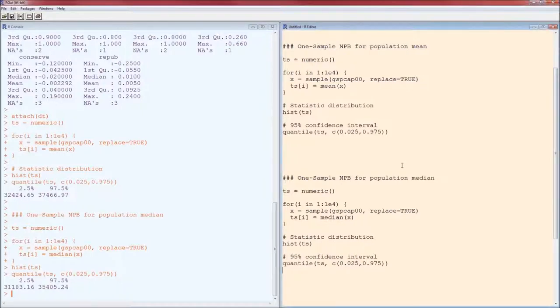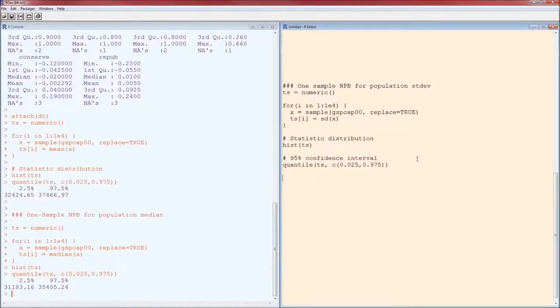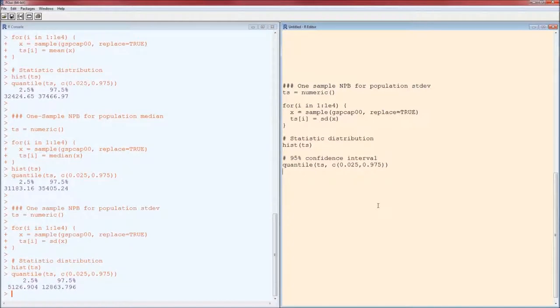We could do it for not just the mean and the median, we could also do it for the standard deviation. Notice what's changed. Instead of the mean or the median, standard deviation. That's it. Here's a histogram of the sample standard deviations. Here's a 95% confidence interval for the population standard deviation. We're 95% confident that the population standard deviation, sigma, is between 5,127 and 12,864.